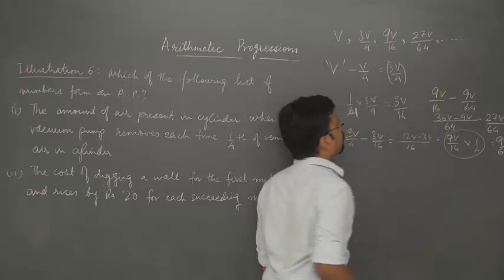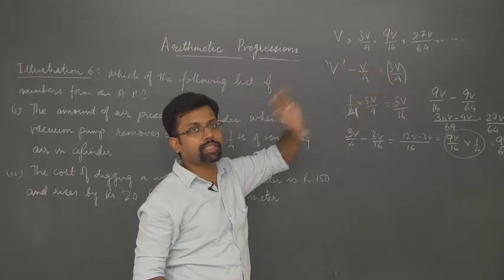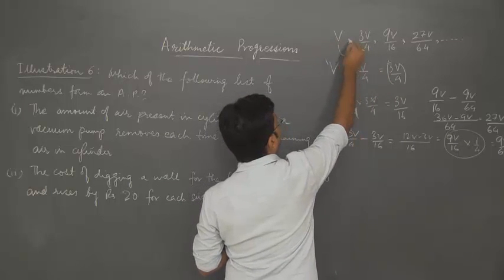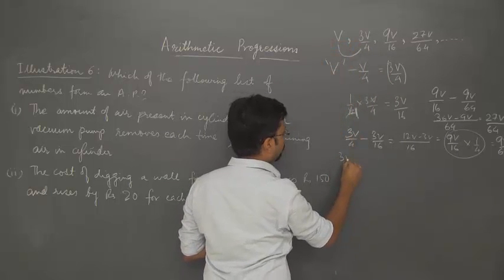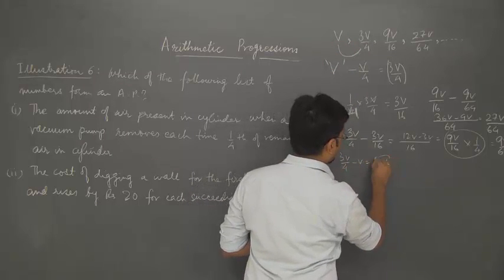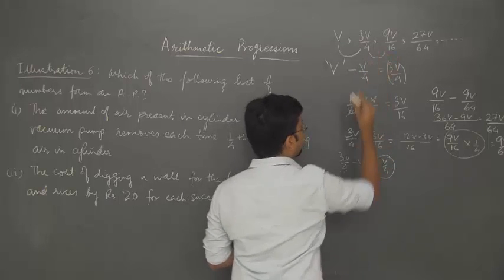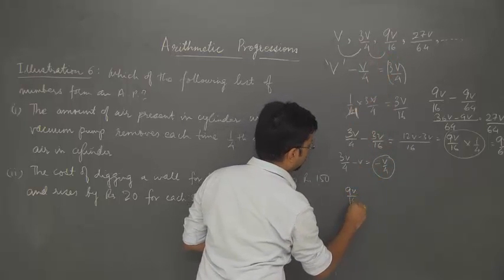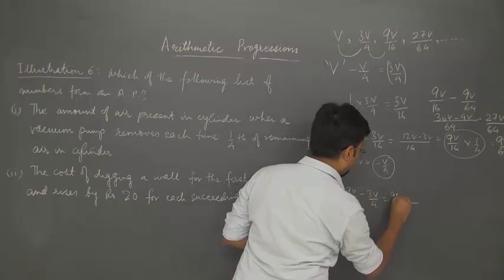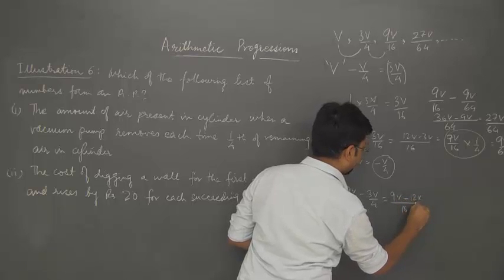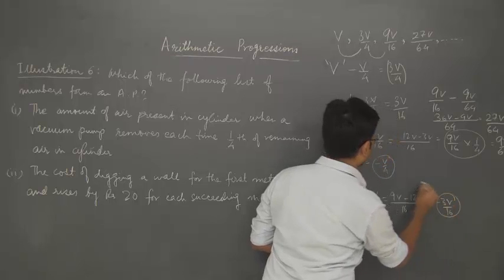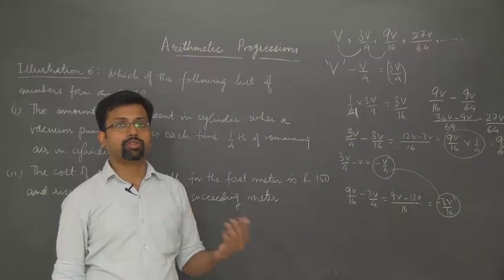We can now check whether this given sequence of numbers is an AP or not. So we take the common difference of 3V by 4 and V. 3V by 4 minus V would be minus V by 4. Let's see if the difference remains the same throughout. So we have 9V by 16 minus 3V by 4. How much do we get? It's 9V minus 12V over 16. We get minus 3V by 16. Does the difference remain the same? It does not remain the same.